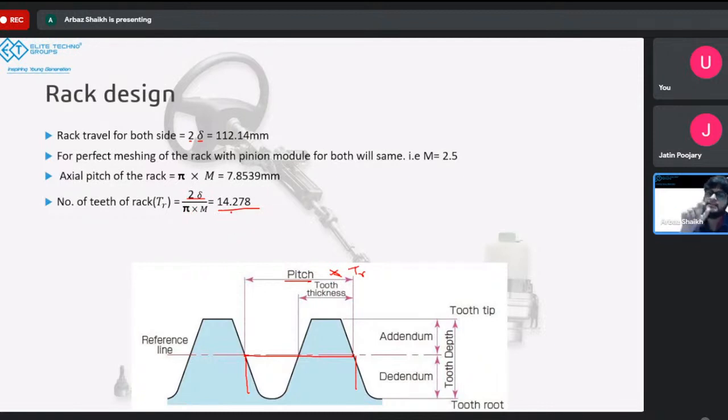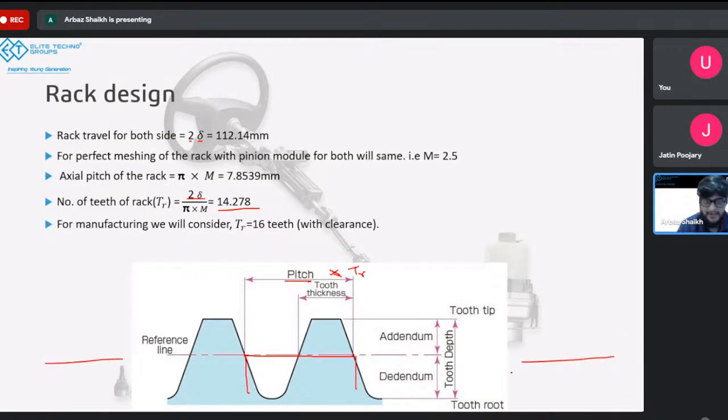Now again, you can see the number of teeth on the rack is coming out to be a fractional number, and I want it to be a whole number. So I will round this up to 16 teeth with clearance. Why am I doing this? If I increase the number of teeth on the rack, it is just going to increase in the horizontal direction. It is not going to affect my geometry. And remember, the rack length we selected was 420 mm.